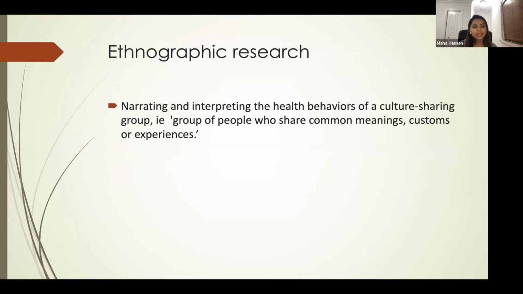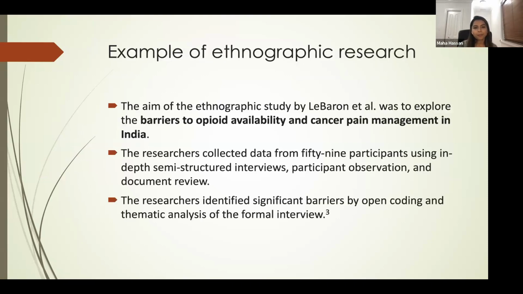So let's start with the ethnographic research. This basically looks at the health behaviors of a culture sharing group, that is, a group of people who share similar meanings, customs, or experiences. An example of that is this author who was trying to explore the barriers to opioid availability and cancer pain management in India.